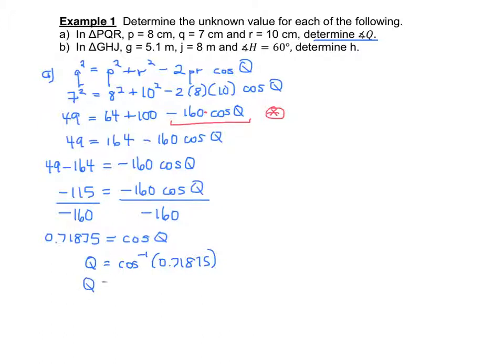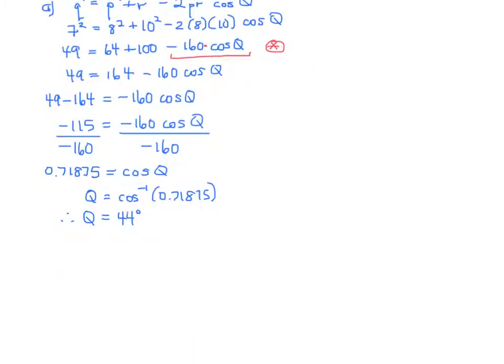And from that we can determine that angle Q is 44 degrees. Okay, now in part B, we are asked to find the measure of side H given the side lengths G and J. So in your question, it says that G is 5.1 meters long, J is 8 meters long, and angle H is 60 degrees, and we're finding the length of side H.